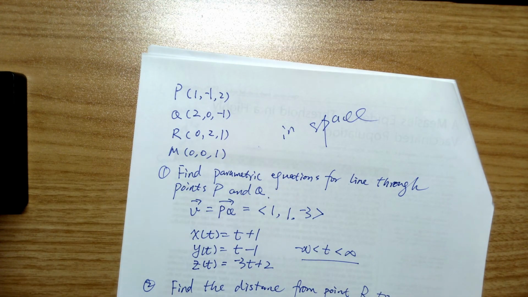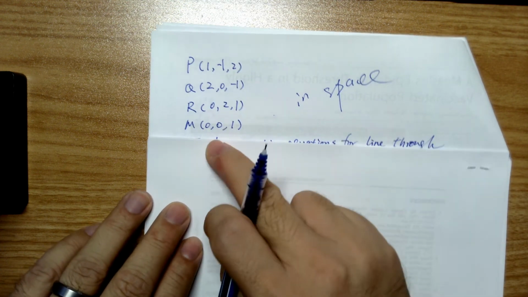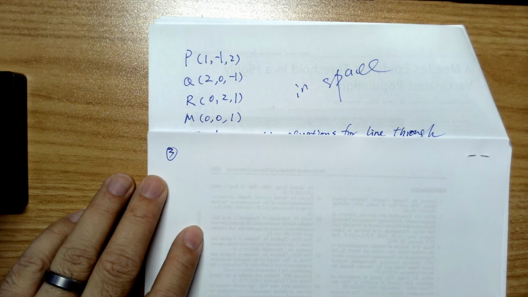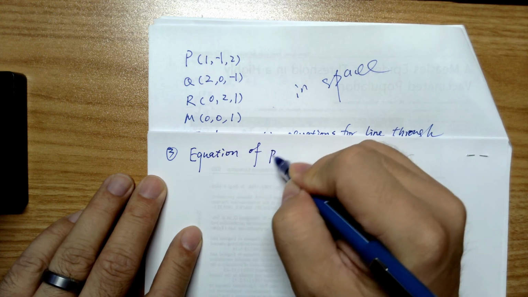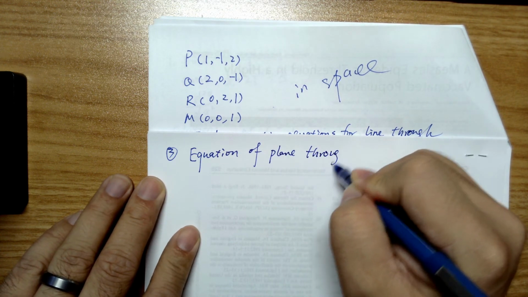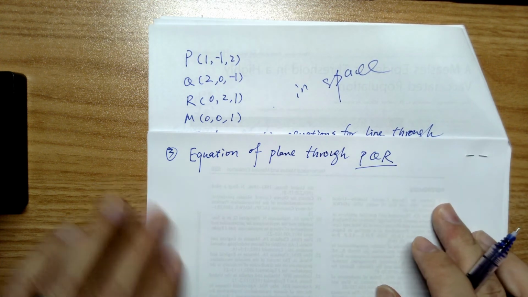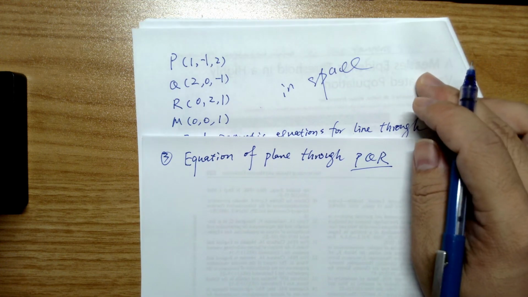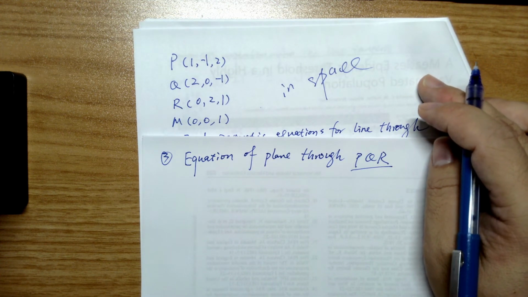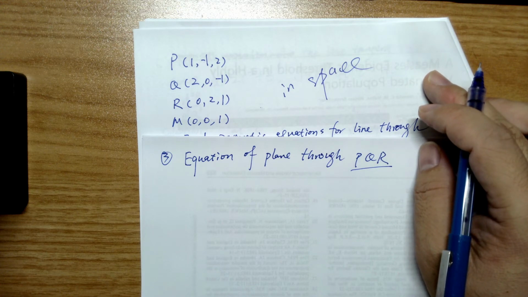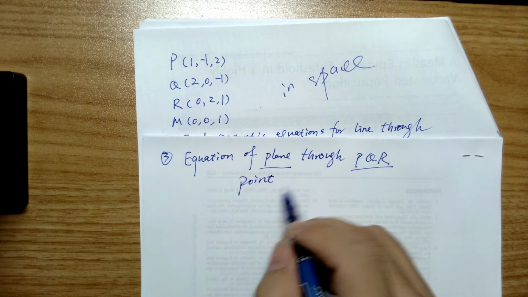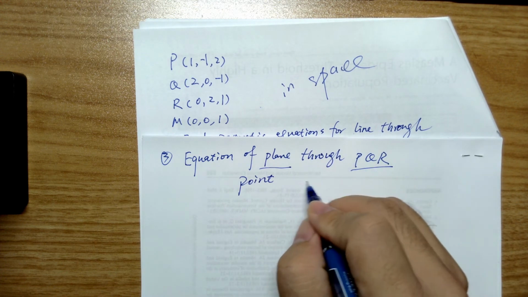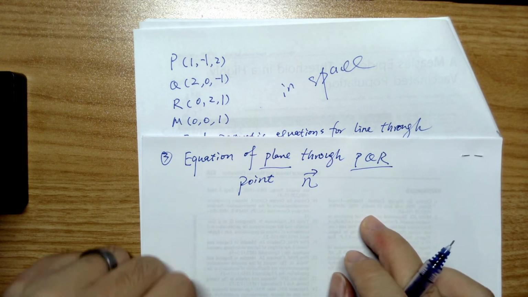So the next question becomes, still with this guy, we want to find the equation of the plane through the points P, Q and R. So to find a plane, we need a point on that plane, which we have because we have 3 points, and we also need a normal vector for the plane.